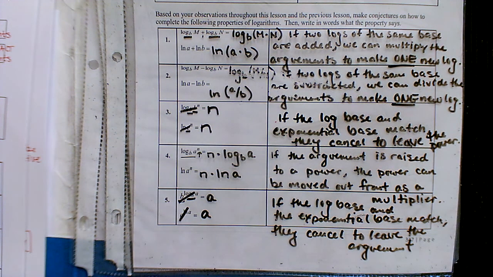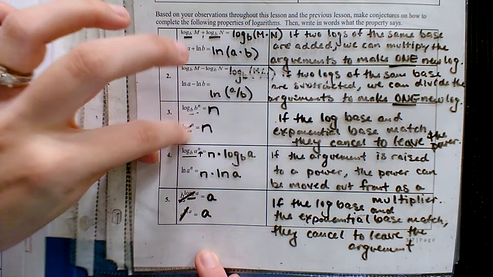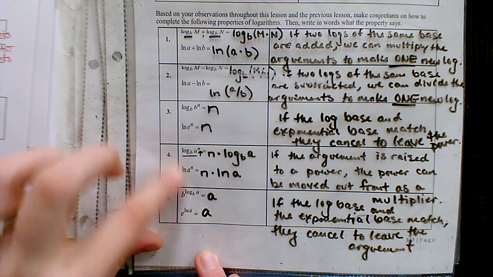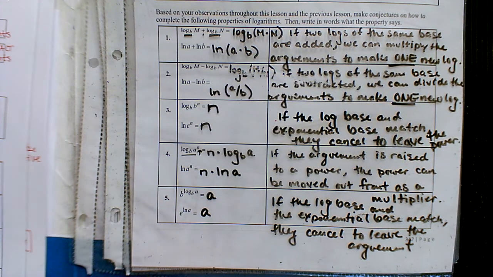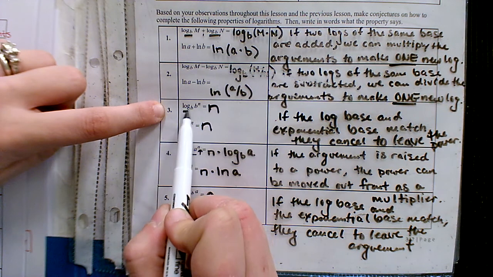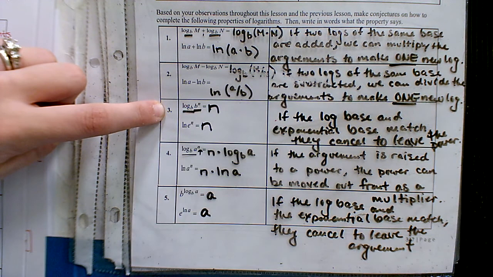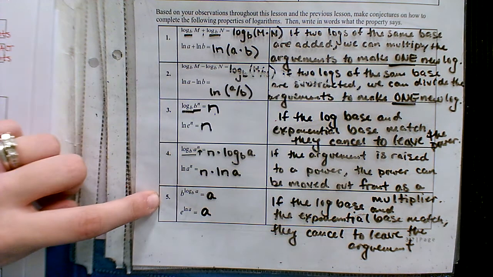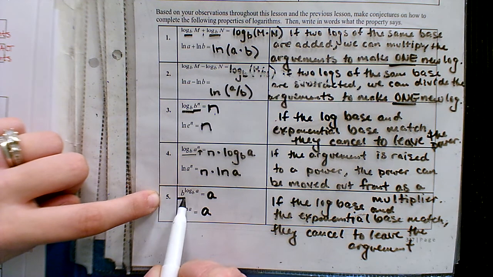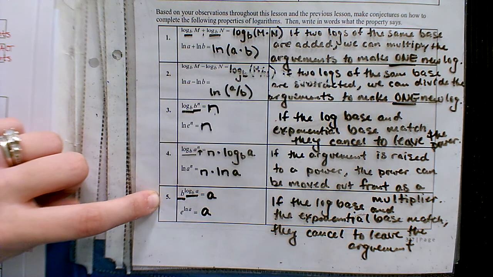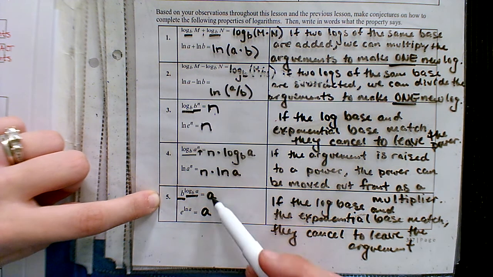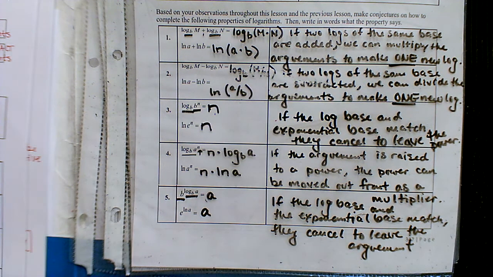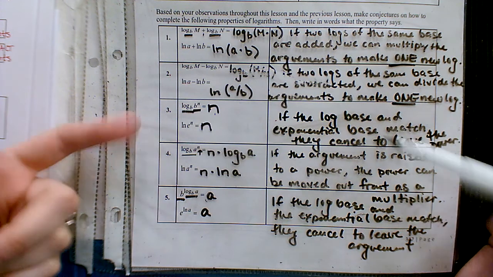Okay, 3 and 5 are very similar because they have the same idea of canceling. It just depends on what you're left over with, and that depends on what the example looks like. Notice how for number 3, you start with a log, and then your argument is an exponential. If that was the case, we're left with the power. However, in number 5, we started with an exponential, and your power was a log. In that case, we were left with the argument. So we have the same property, I guess, for 3 and 5.